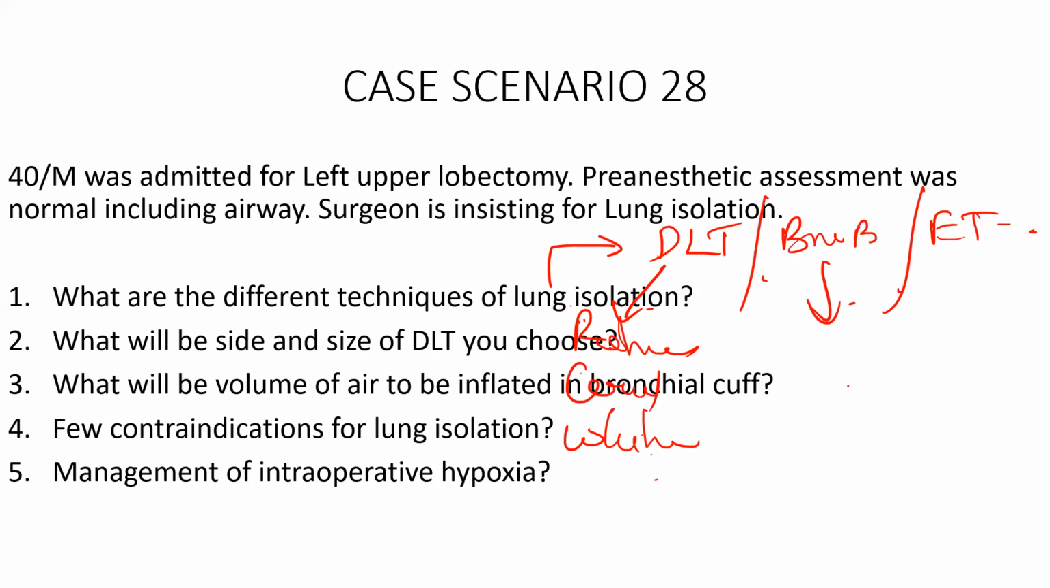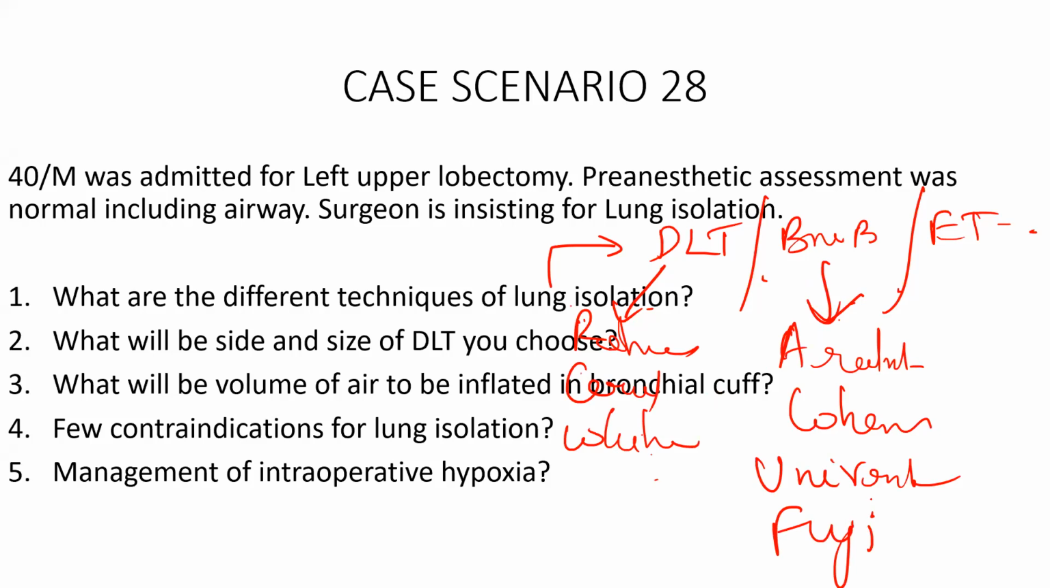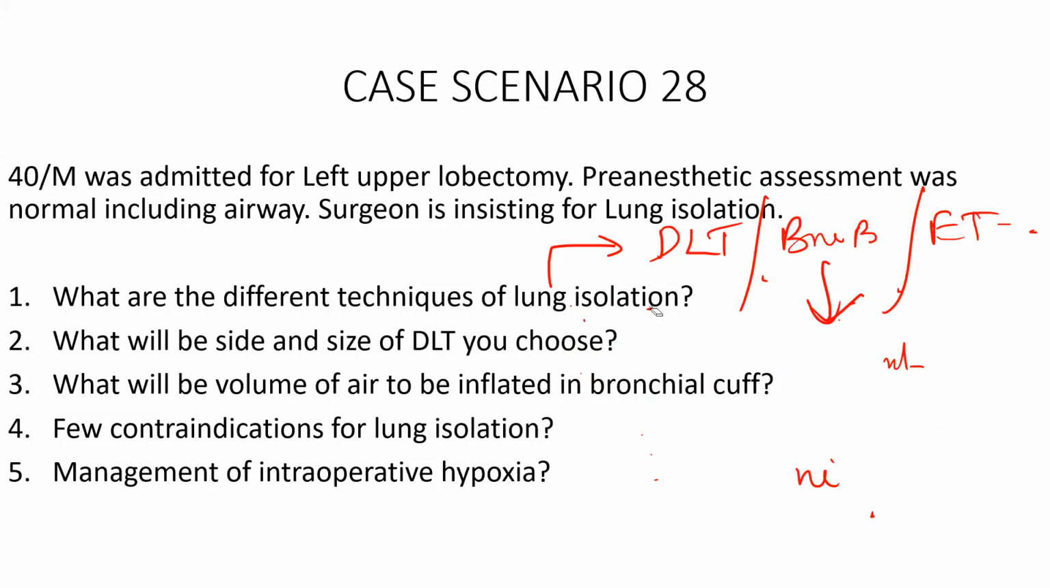And what are the bronchial blockers you have? EZ. Arndt. Then Cohen, Fuji, Univent. Right. And lastly, endotracheal tube. Good. Which side of DLT do you choose and why?